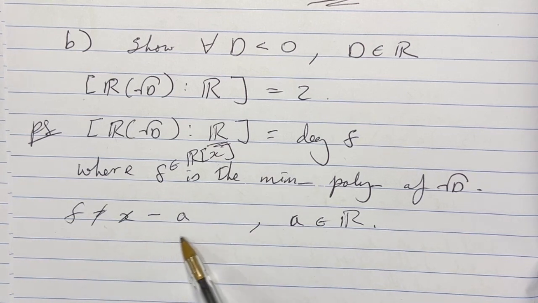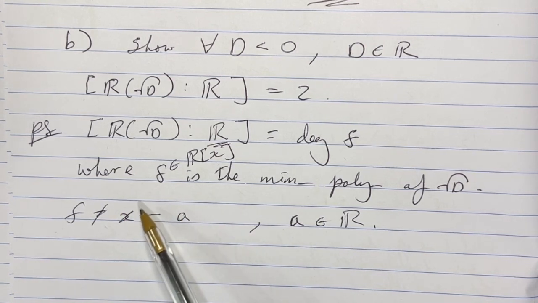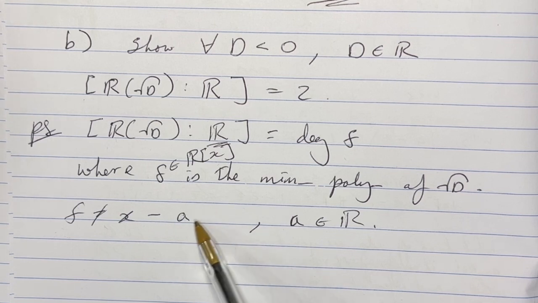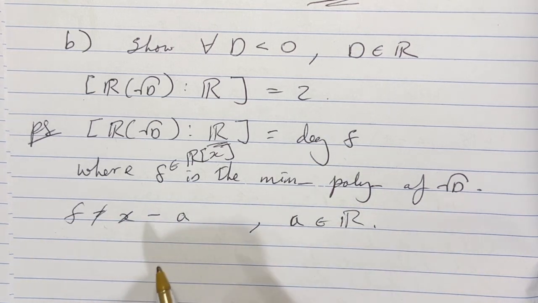So if I plugged in square root of d and got 0, then it would mean that a was a square root of d, which is impossible, and so it can't be of degree 1.